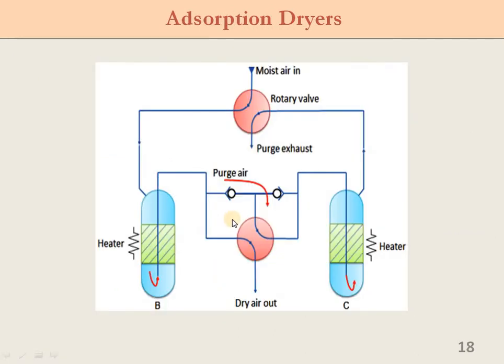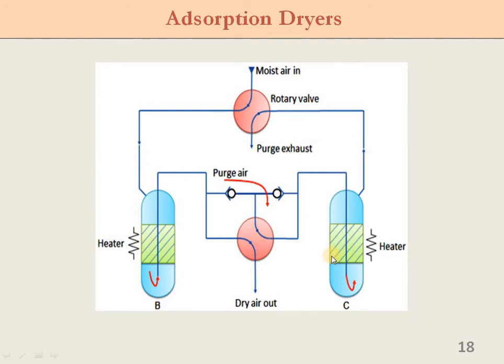And next is the adsorption type. It is also in a similar way. It also consists of heaters. There are two heaters, and there is a dry air purge. The adsorption dryers remove the moisture using beds made of materials such as activated alumina or silica gel. So in the heater they will use this alumina or the silica gel.